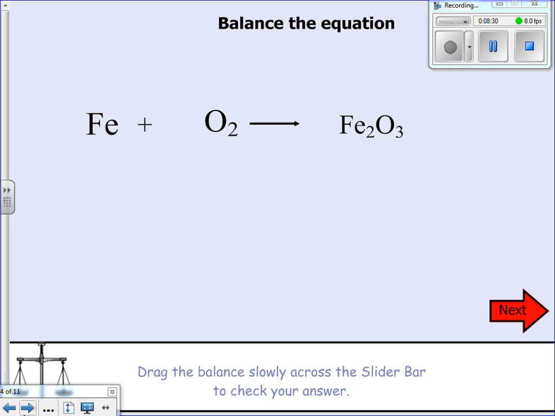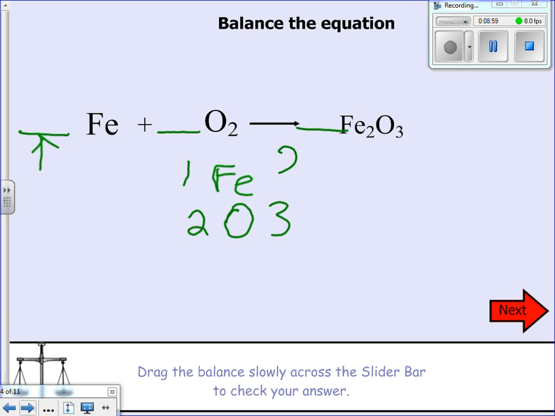Alright, our next one. Iron plus oxygen gives us Fe2O3 or iron 3 oxide. Put in our blanks. We have Fe and O. I'm going to start with oxygen because I can write any number in that blank. So I have 2 oxygen on the left, and I have 3 on the right. 1 iron and 2 iron.